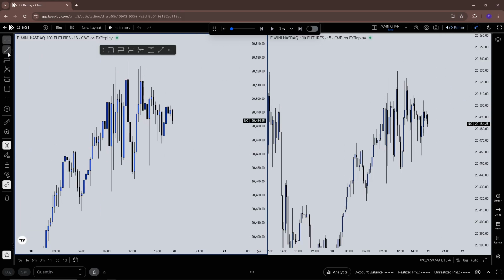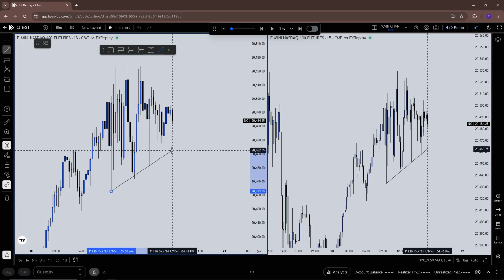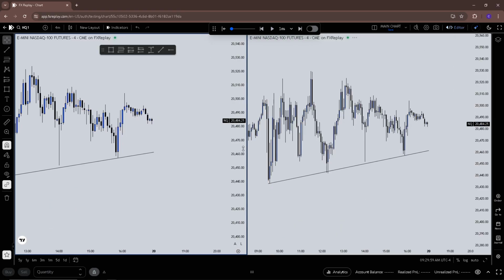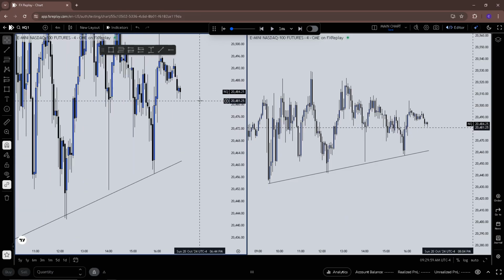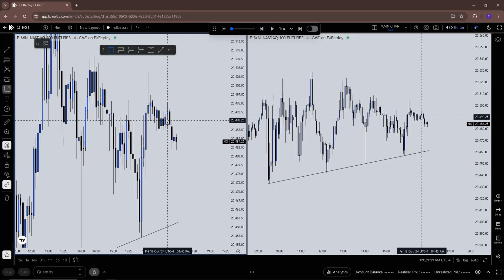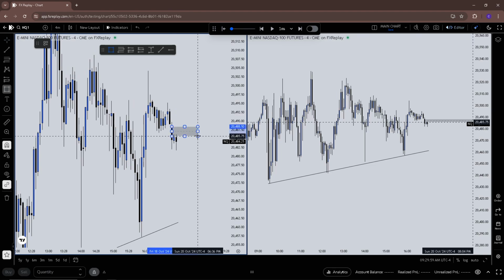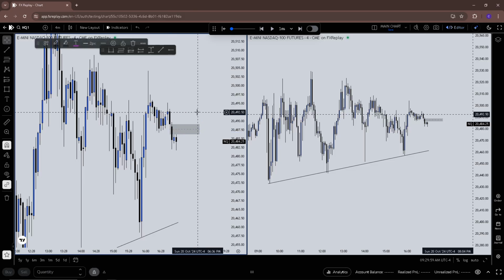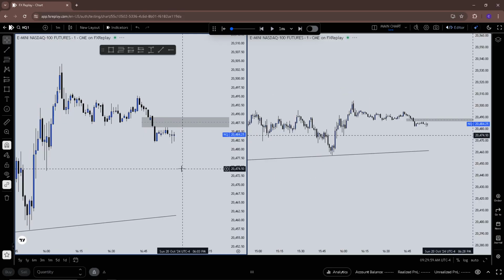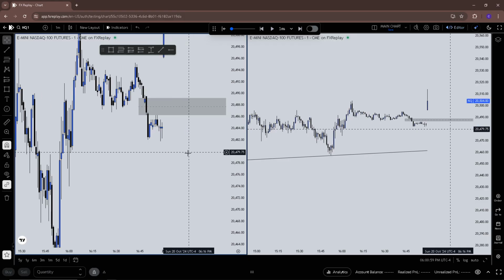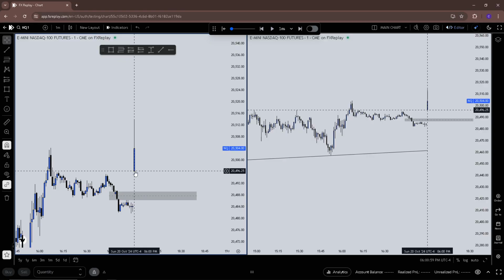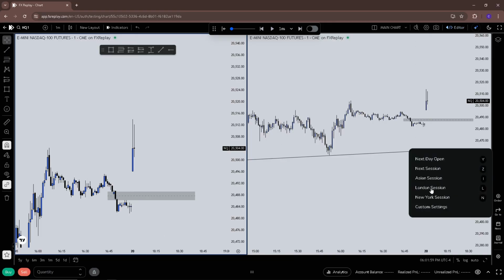I'd like to see us manipulate down. I mean, we have all this trendline liquidity below. See if we can get a tap into this 5 minute. This is not New York.